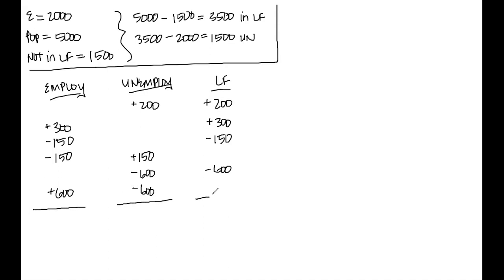So then we just have to add all of these together. The change in employed is going to be plus 600. The change in unemployed is going to be minus 850. And the change in the labor force is going to be minus 250. So what we're basically doing is using each of these individual flows to come up with the cumulative change in each category.